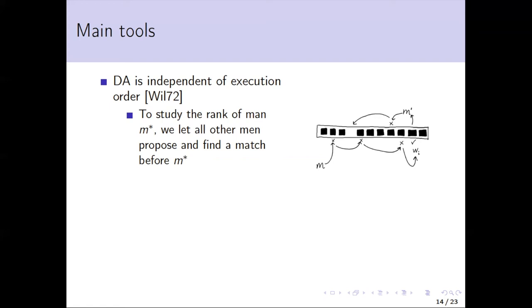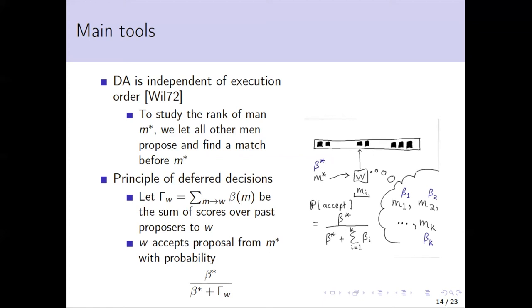The second tool is the principle of deferred decisions, which is a crucial part in our proof. In this case, we consider gamma sub W to be the sum of scores from all the proposers to a woman W. At this step, if M star proposes to W, the proposal will be accepted with probability beta star over beta star plus the sum of all previous scores. As you can see, this is basically W making her decision of whether to accept or reject on the fly.